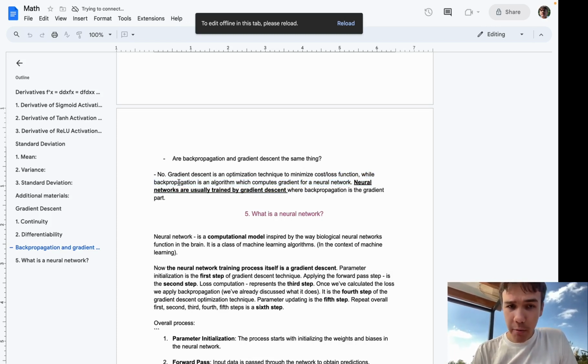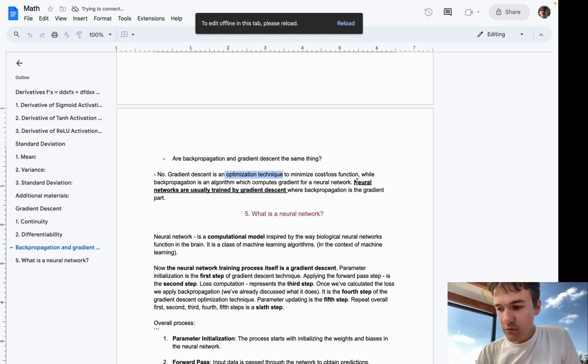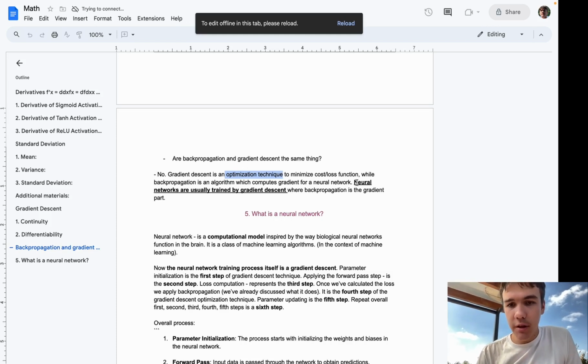So, backpropagation is an algorithm which computes gradient. Gradient descent is an optimization technique, an efficient optimization technique. I mean, optimization already implies that this is going to be efficient.